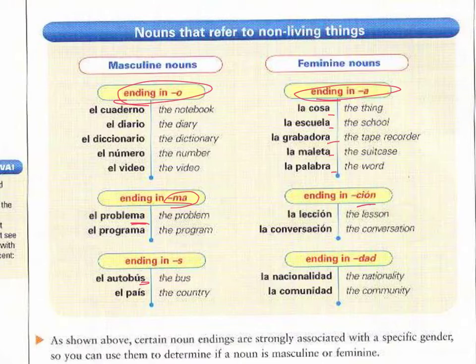All right. Also, things ending with the ending dad. Remember, it's not dad, like with a hard D, but you kind of make it almost a TH, dad. So those are going to be feminine. So nacionalidad, the nationality, that's going to be feminine. Comunidad, that's going to be feminine as well, ends in the dad.